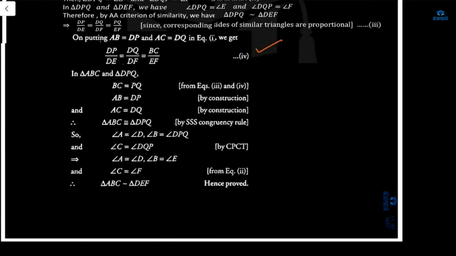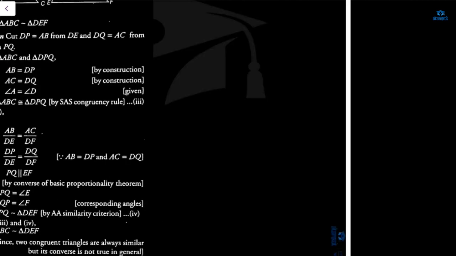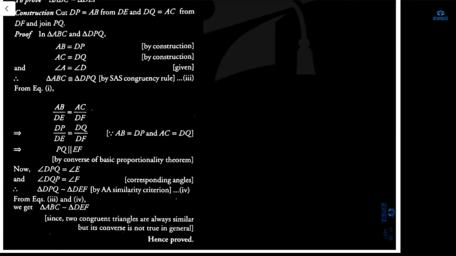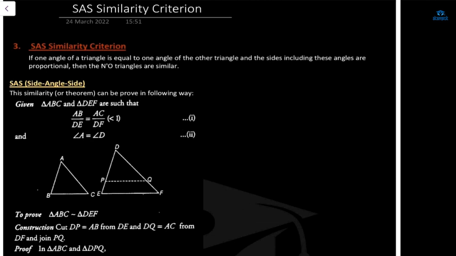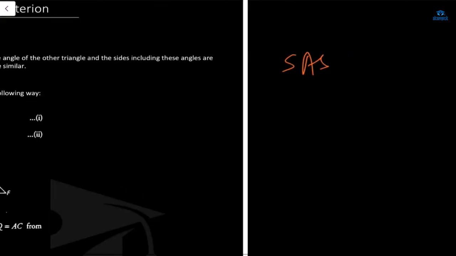Now I'm leaving one of the criteria to you, because it has the same type of construction and the same things are there. Now, what is this SAS? Now I will explain this SAS. Since you can see, the angle is between the two sides.